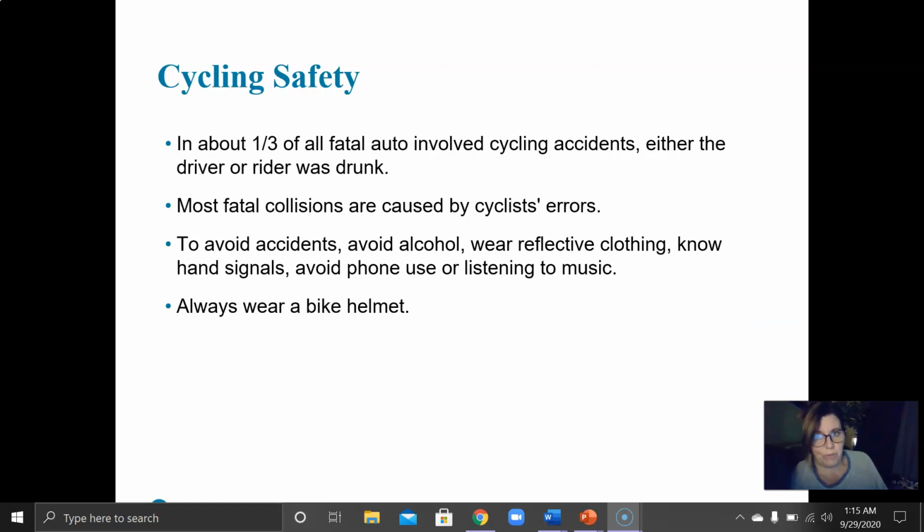In about 1/3 of all of the fatal auto-involved cycling accidents, either the driver or the rider was drunk. Most fatal collisions are caused by cyclists' errors. To avoid accidents, avoid alcohol, wear reflective clothing, know your hand signals, avoid phone use or listening to music. If you have earbuds in, you're probably not going to hear a horn honking or other things going on in your environment. So it's distracting, and always wear a bike helmet.